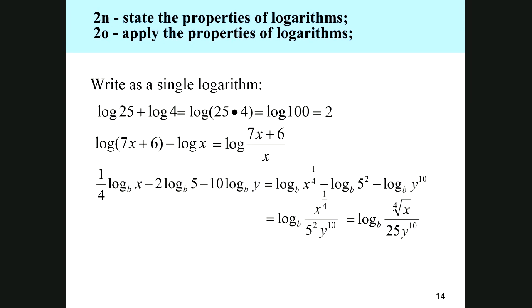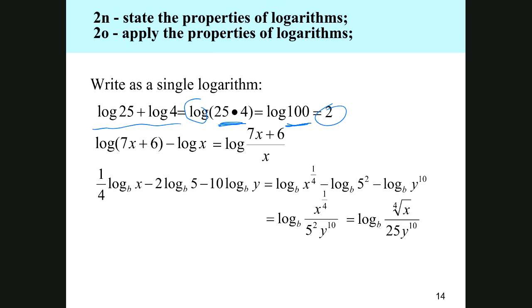So we're kind of shifting gears here, going backwards. For instance, on this first one, I've got the log of 25 plus the log of 4. Well, I can use the product rule. Since I have 2 logarithms being added together, I can condense it into a single logarithm with the product, 25 times 4. Well, 25 times 4 is 100, and the log base 10 of 100, this is the common log, is 2. So that all simplifies down to a 2.